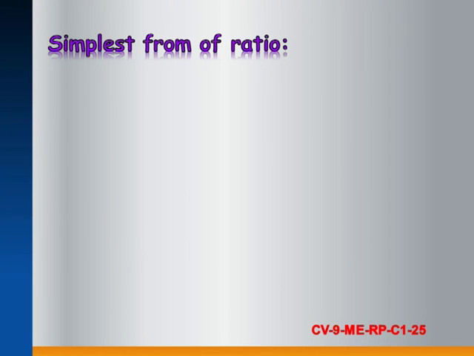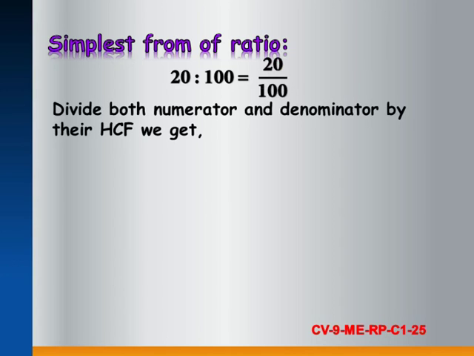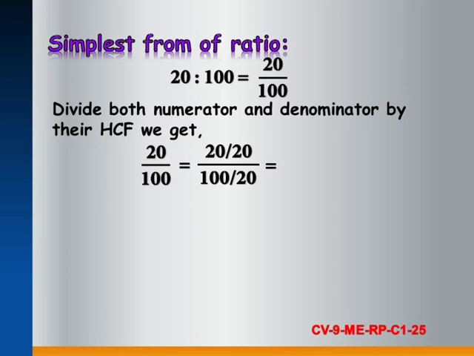Simplest form of ratio. How do we get the ratio in the two types of solution? 20 is to 100 is equal to 20 by 100 in fraction form. By dividing both numerator and denominator by their HCF, we get 20 by 100 is equal to 20 by 20 whole by 100 by 20 is equal to 1 by 5 is equal to 1 is to 5.